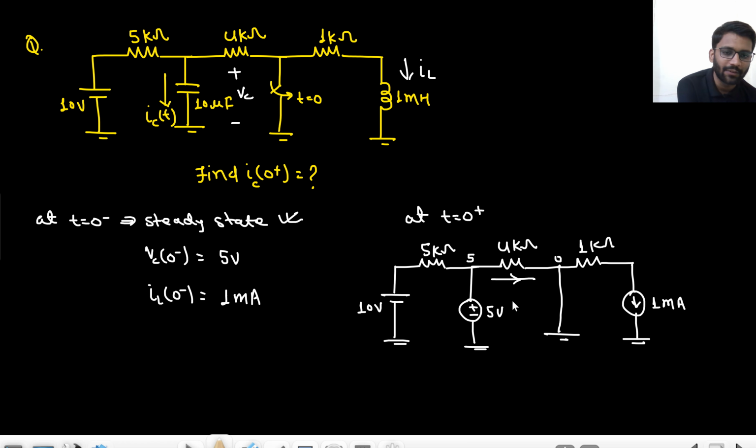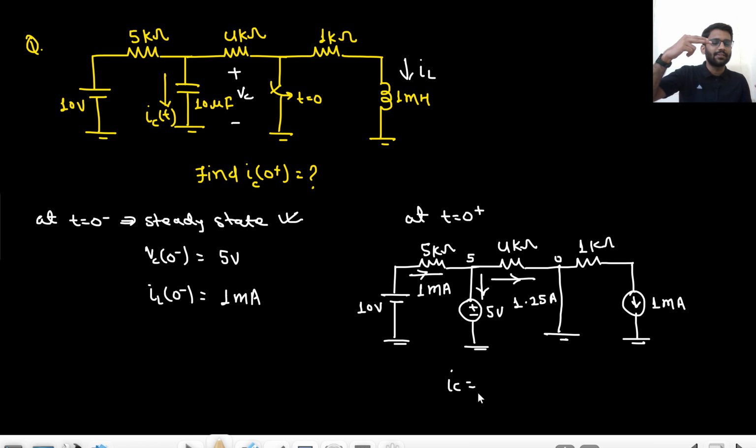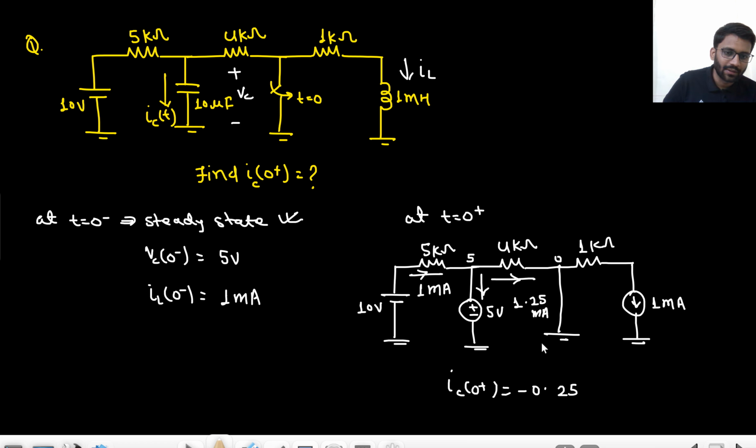So here I am having 0 potential, here I am having 5 volt. So what is the current here? 5 by 4, that means 1.25 ampere, right? Now what is the current here? 10 minus 5 by 1, that means 1 milliampere. Now you need to find this current. This current would be 1 milliampere coming from here and 1.25 going here. That means 0.25 will be going upward. So IC at 0 plus would be minus 0.25 ampere, milliampere actually. All this is milliampere. 1.25 milliampere. So IC of 0 plus would be minus 0.25 milliampere, right?